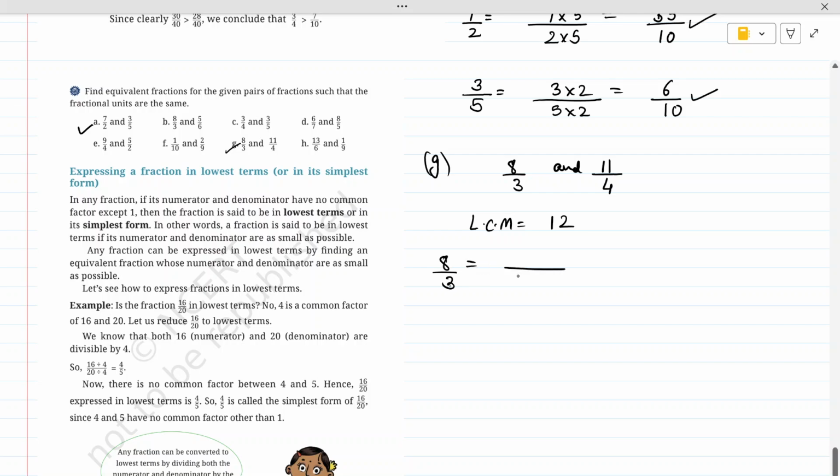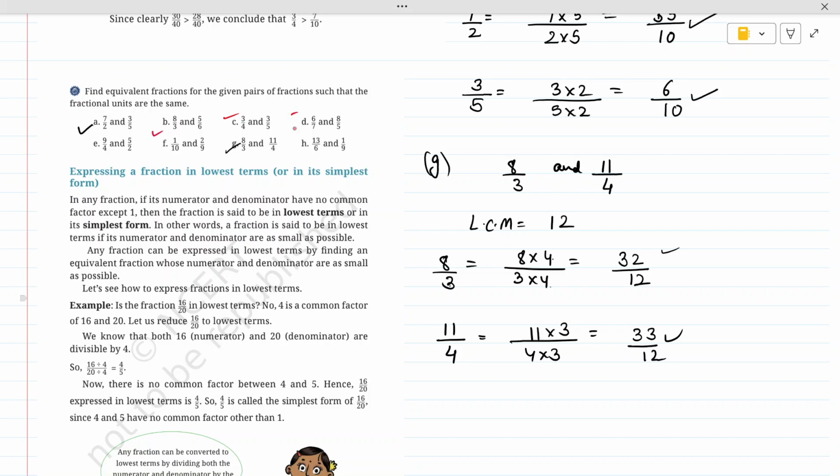Now let us change 8 by 3. To make it 12, multiply the denominator by 4 and the numerator also with 4. 4 into 8 will give us 32. 4 into 3 will give us 12. So this is one fraction. Next we have 11 by 4. So we have to multiply 4 with 3 to make it 12, and the numerator also. Here we will get 33 by 12. So these are the equivalent fractions of the given fractions. Similarly, kids, you have to do it for the other parts B, C, D, H, F and E. These are very easy. If you have any confusion, you can always ask me.